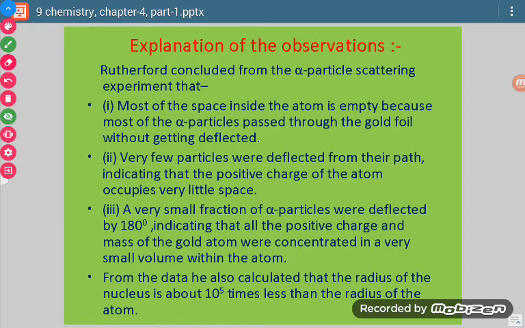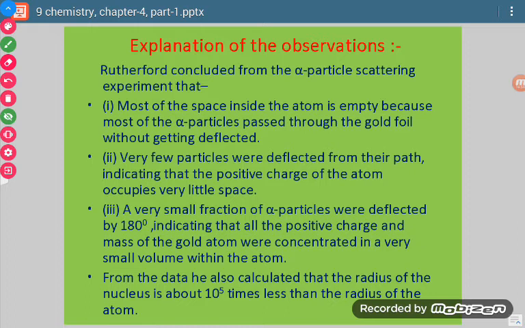Second point, very few particles were deflected from their path, indicating that the positive charge of the atom occupies very little space. Since few particles were deflected from their path, it means positive charge is there, but it is at the center and it occupies very less space.